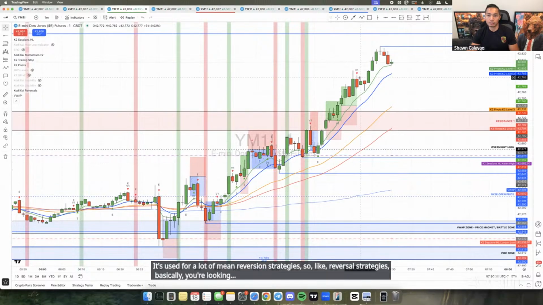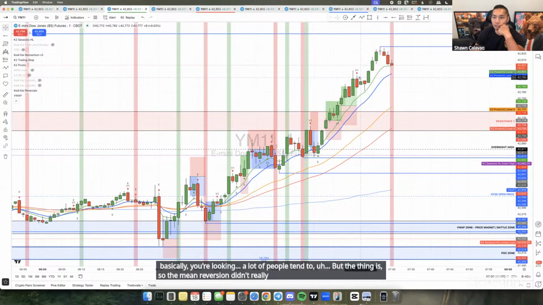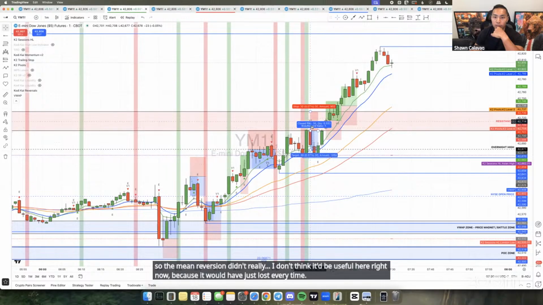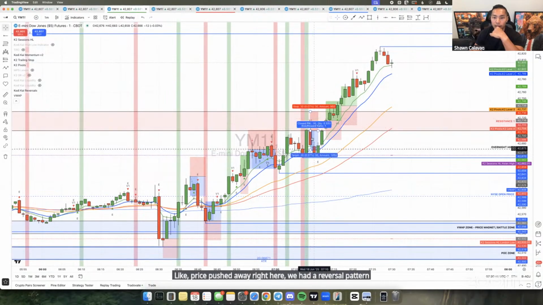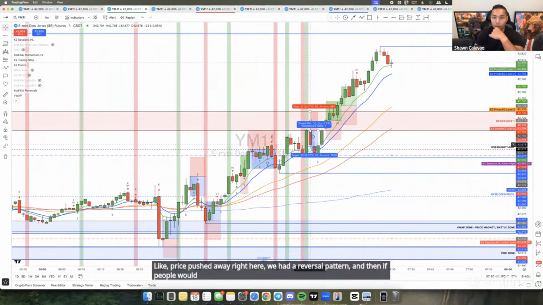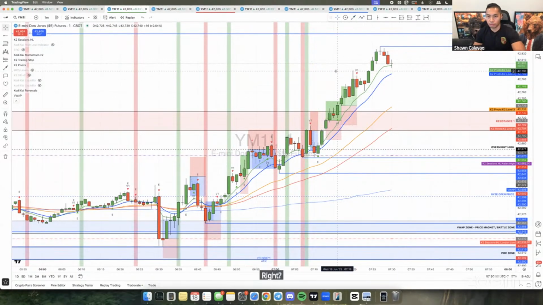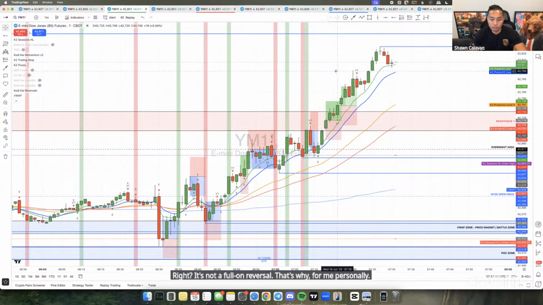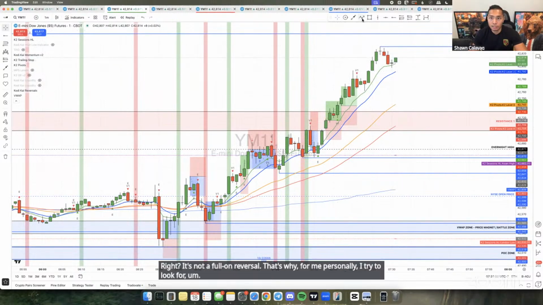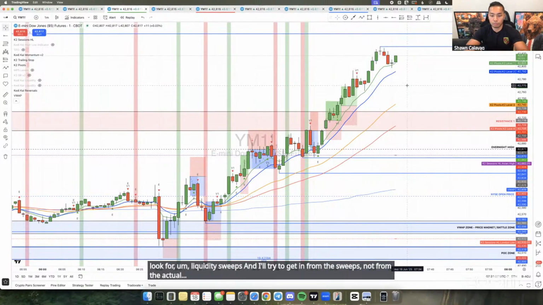A lot of people tend to use it, but the thing is, I don't think mean reversion would be useful here right now because it would have just lost every time. Price pushed away right here, we had a reversal pattern, and if people would have looked for this to push down to the VWAP, they would have gotten stopped out because price pushed right back up. Same with this one over here, right? It's not a full-on reversal. That's why for me personally, I try to look for liquidity sweeps and I'll try to get in from the sweeps, not from the actual candle close reversals.